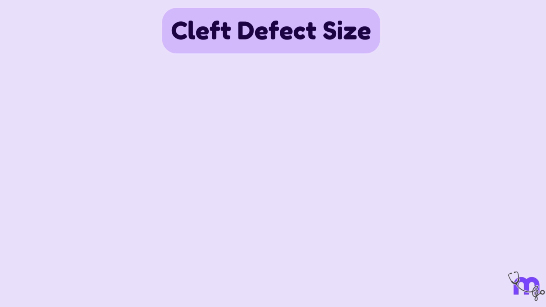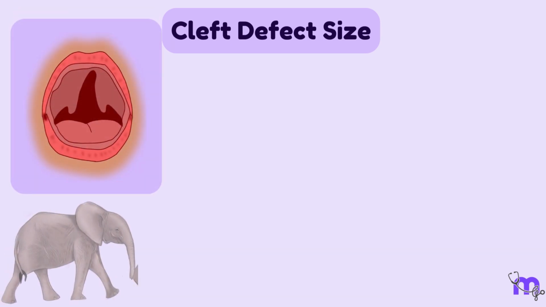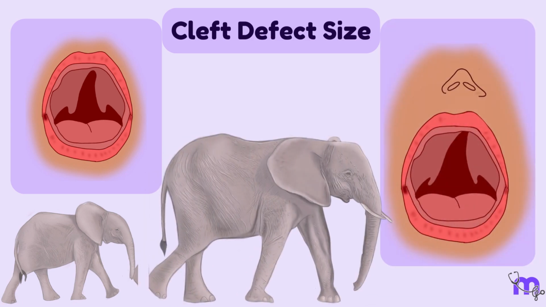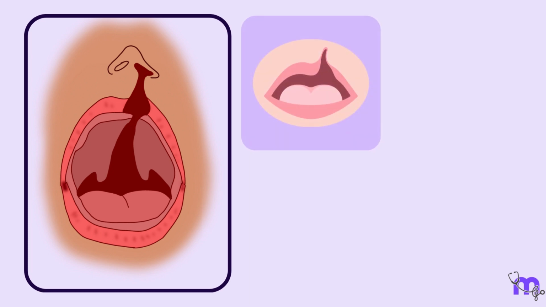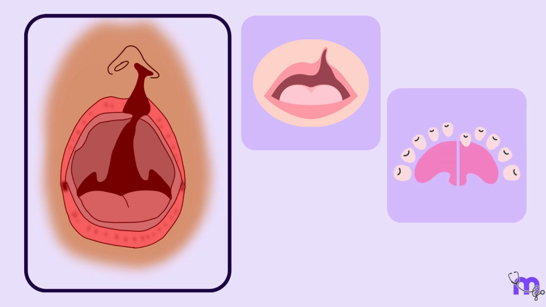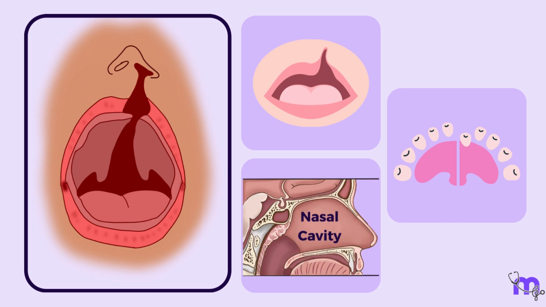In some cases, the cleft may be small and only involve a portion of the palate. In more severe cases, the cleft can be larger and extend across a significant portion of the palate. It can also affect other structures in the mouth and face. For example, it may be associated with a cleft lip, which is a gap or opening in the upper lip. Additionally, the cleft can impact the position and alignment of teeth and may affect the development of the nasal cavity.